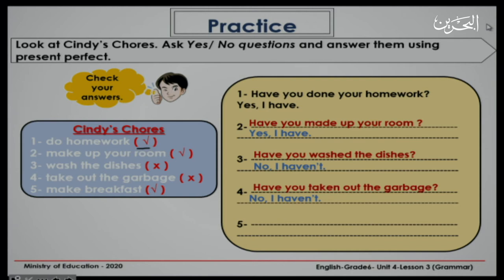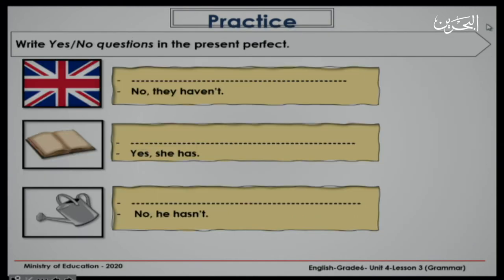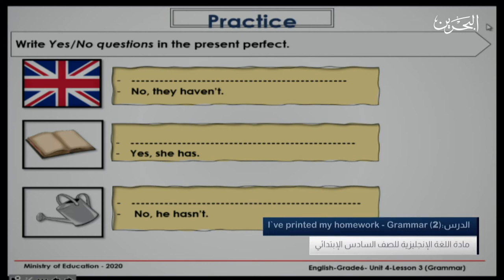Number 5. Make breakfast. You have a tick. Have you made breakfast today? The answer is, yes, I have. Were your answers correct? Good job! In this activity, you have to look at the pictures and you have the answers given. So you have to write yes-no questions in the present perfect. You have 4 minutes. You can write your answers on your mini board. Start.